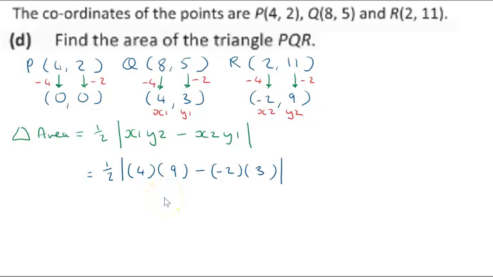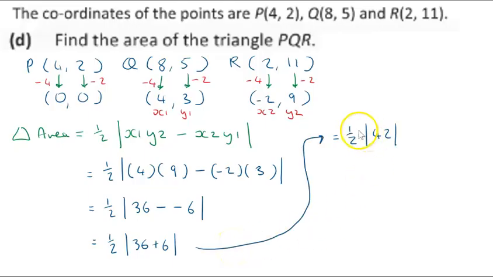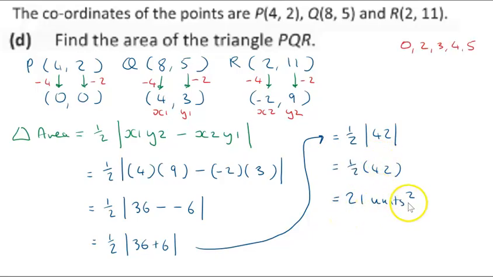Then we simplify. So it's going to be a half multiplied by 4 times 9, which is 36. Bring down the minus. And minus 2 times 3 is minus 6. So then we simplify again. 36 minus minus 6 is 36 plus 6. So that's going to be a half multiplied by 42, and a half multiplied by 42 is 21. So 21 units squared for 5 marks. This is the area of the triangle. Make sure you use units squared for area or you will lose a mark.